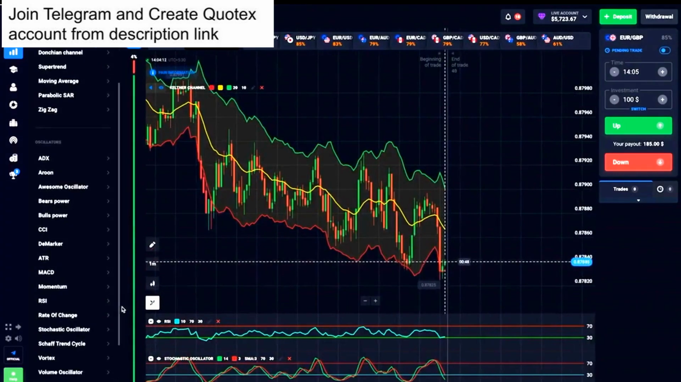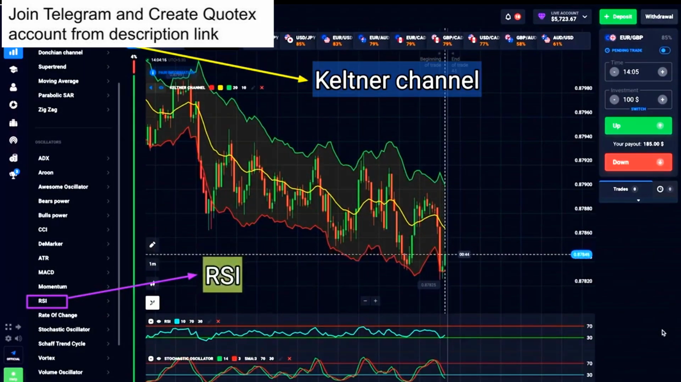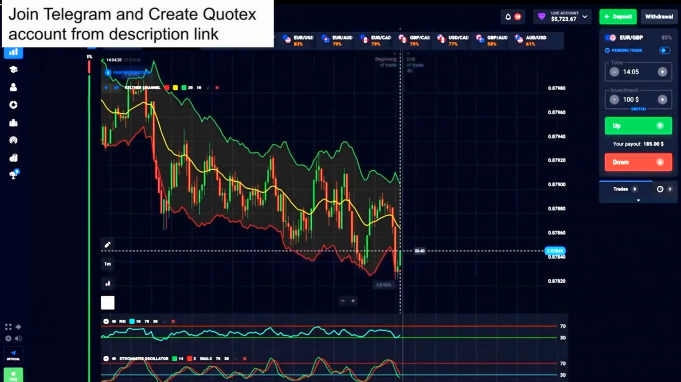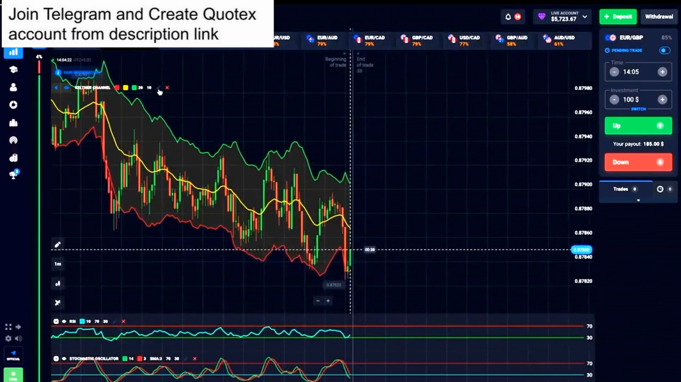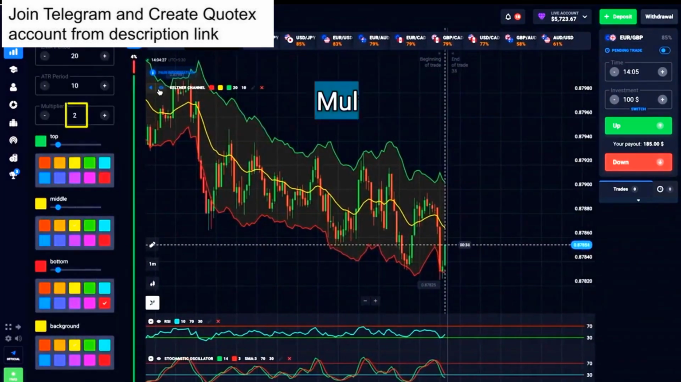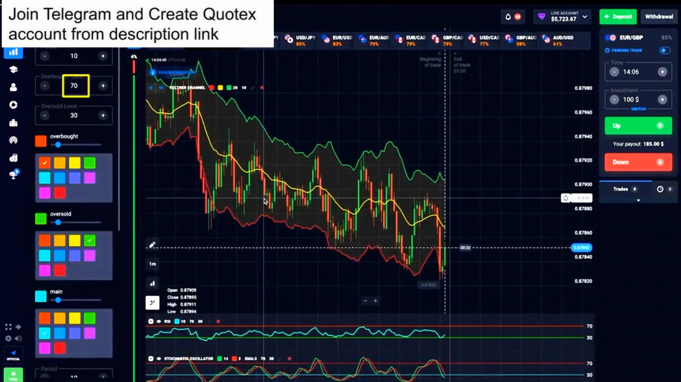The first indicator is the Keltner channel. The second indicator is RSI. And the third indicator is the stochastic oscillator. And out of this, we are going to change the setting of 2 indicators. The multiplier in the Keltner channel is to be set to 2. And 10, 70, 30 setting is best in RSI.